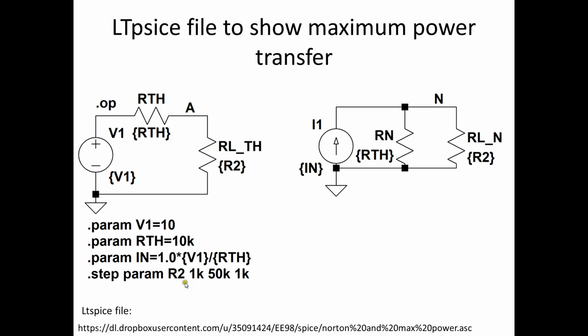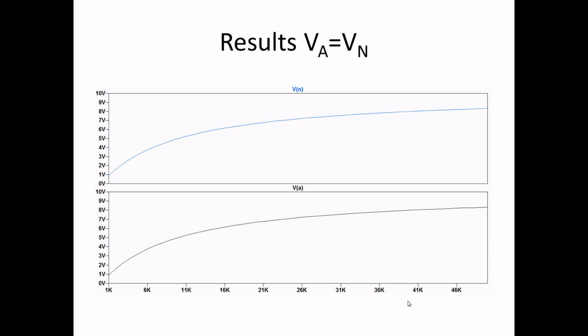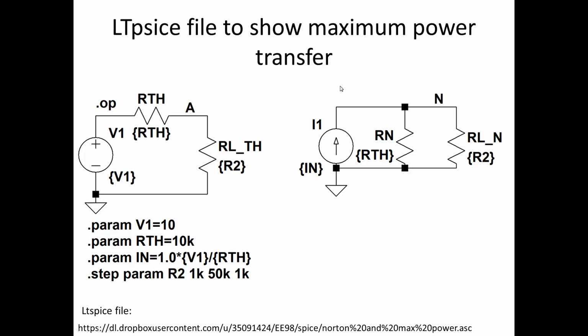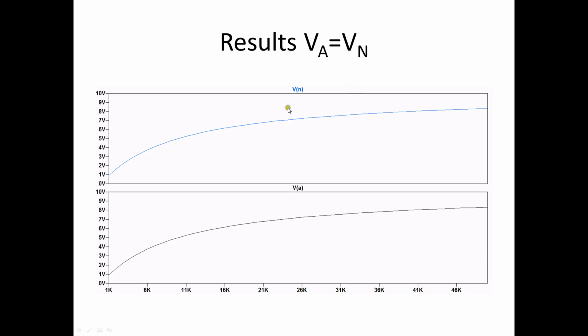If you want to use this file, you can cut and paste this link into the open file pop-up of LTspice, and it'll come right up, and you can see the same results. So let's run the simulation, and you can see that VA equals VN, and just to refresh, that was my node A and that's my node N, and you can see that it's the same voltage. Here it's not shown, but it's the RL value changing from 1K all the way up to 50.